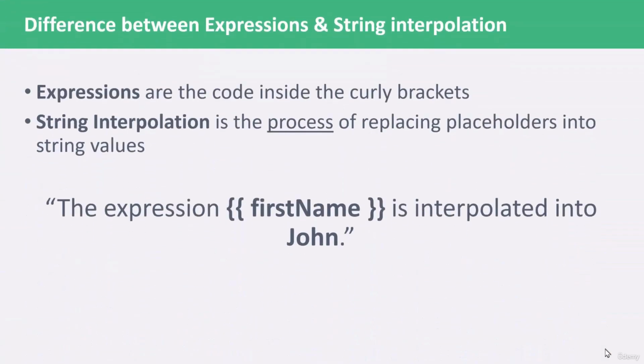You may also hear this as being described as string interpolation. These two phrases can be interchangeable at times, but there is a difference between them. Expressions are the code inside the curly brackets, whereas string interpolation is describing the process of replacing a placeholder with a string value. Therefore, you can say, the expression first name is interpolated into John. A bit of terminology going on here. You'll hear people throw around both terms when discussing Vue templates. It's important to know what they mean when they use these terms.